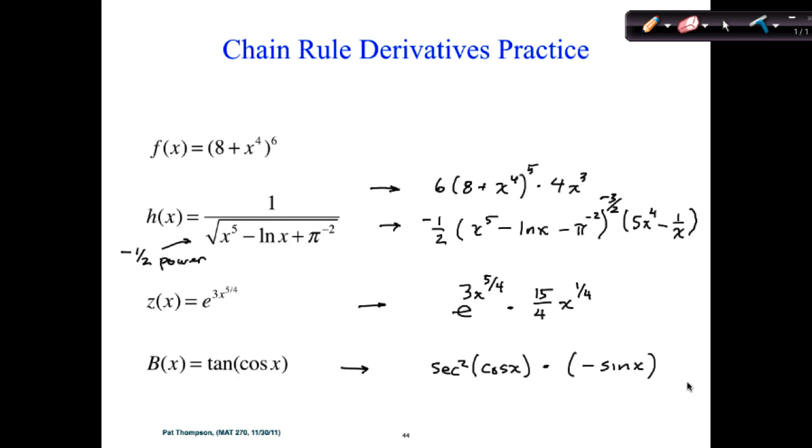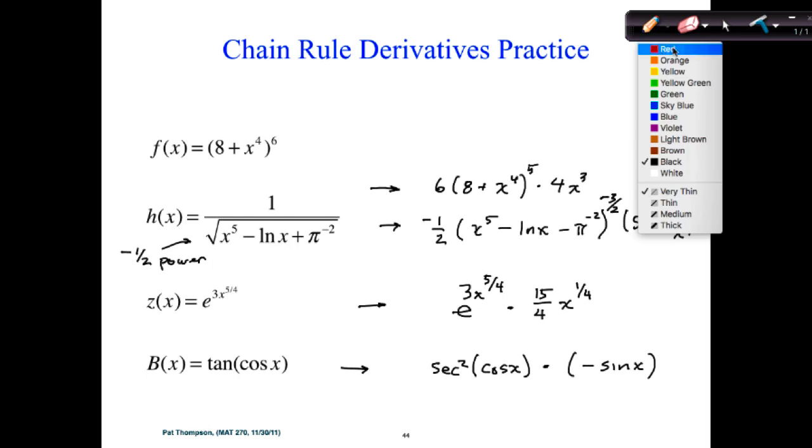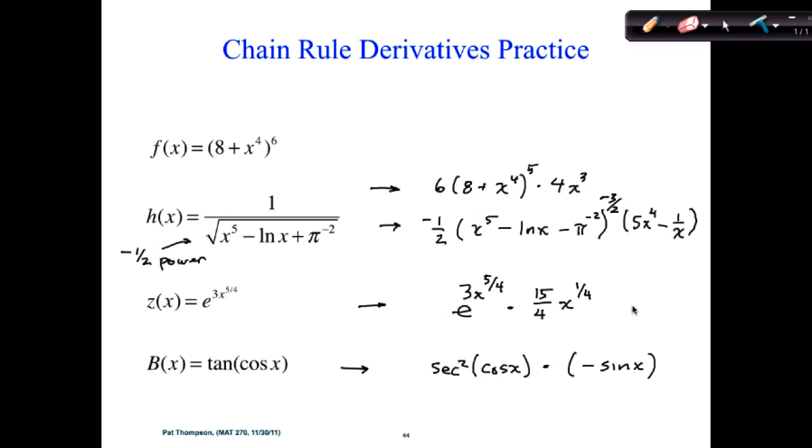Any questions? Okay, so notice the pattern. What's the pattern in all of these? For the z of x, how do we get 15 over 4? You're doing the power rule on 3x to the 5/4. So 5/4 times 3. See it? When you bring the 5/4 in front, 5/4 times 3 is 15/4.